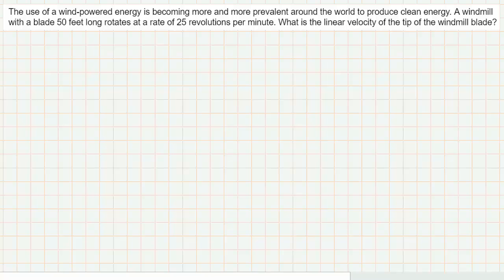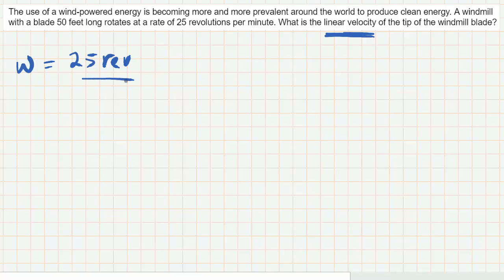In this exercise, we will find the linear velocity of the tip of a windmill blade. In order to do that, we need the angular velocity of the blade. The angular velocity is given by the following.